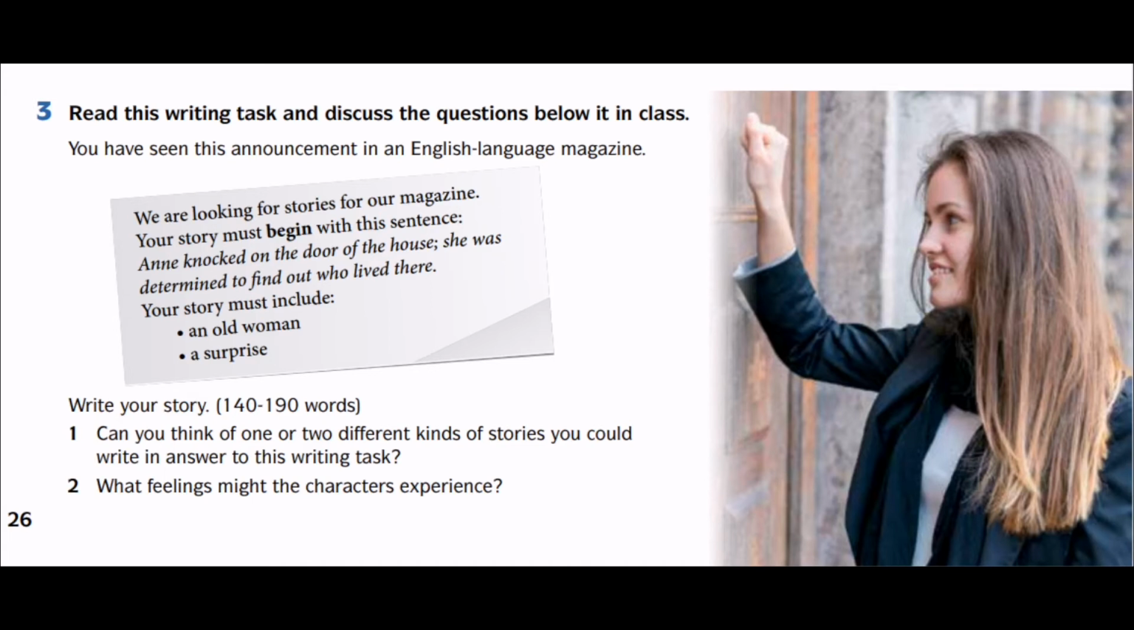If you have to include an old woman and a surprise, what could it be? For example, maybe when Anne knocked on the door, she found out that the old woman was actually a ghost. Okay, that's why she was surprised. Or maybe you can say that the old woman turned out to be herself. Maybe she traveled to a different timeline. That's why she was surprised. Okay, you have your own idea. I'm sure that you have your own idea. So be confident with yourself.